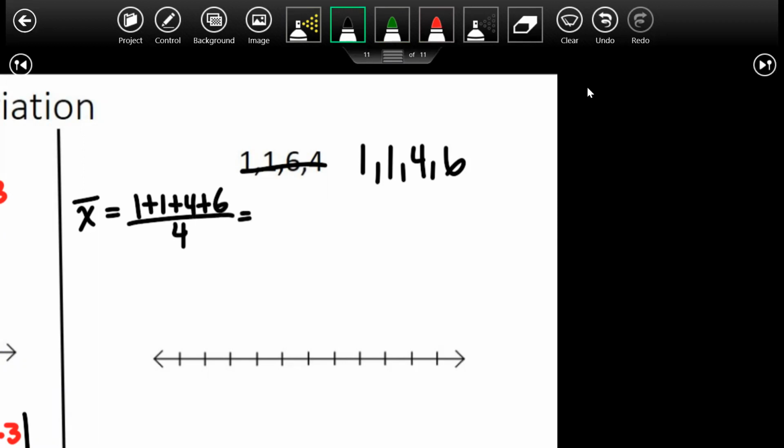4 plus 6 is 10. 10 plus 2 is 12. 12 divided by 4 is 3. So still the same mean, right? Our mean is the same exact thing this time.